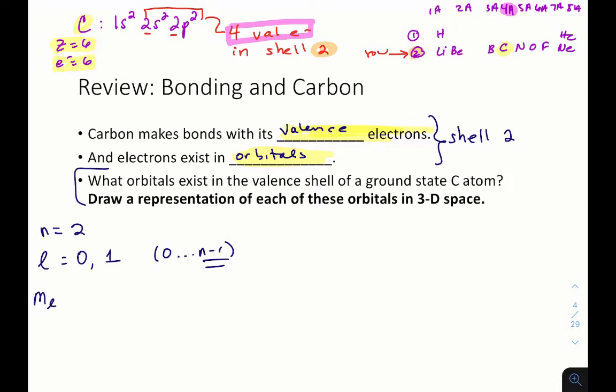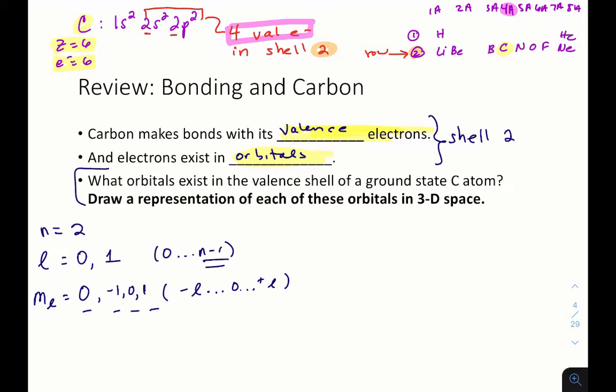Now, the value of m sub L, the magnetic quantum number, which represents the orientation in space of each orbital, depends on the value of L. When L equals 0, m sub L can only equal 0. Its possible values go by integers, negative L through 0 to positive L. So when L equals 0, your only option is just 0. When L equals 1, however, the possible values of m sub L are negative 1, 0, and 1. Okay, so that means we have 4 possible orbitals here.